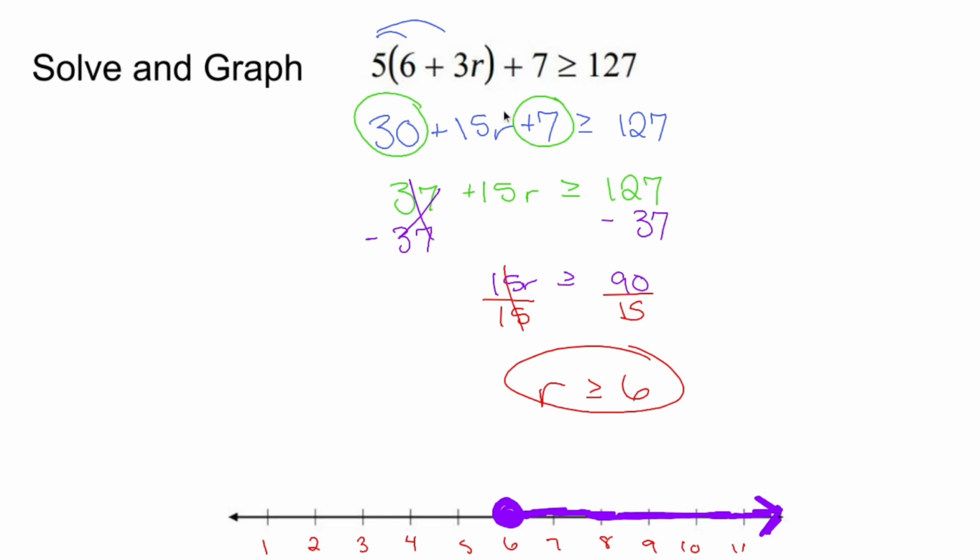If I were to take that number and plug it into this original r, this would be a true statement. Okay, whatever number I get would be greater than or equal to 127. So there you have it. That's a multi-step inequality with its graph. Fun.